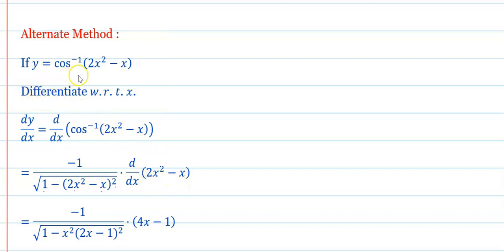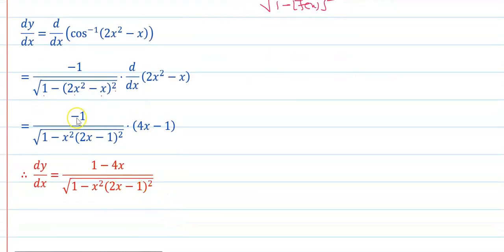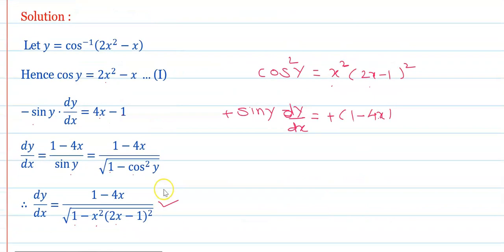y is equal to cos inverse of f(x) means what? Its derivative is minus 1 upon under root of 1 minus f(x) whole square into f dash of x. In this way, the derivative of 2x² minus x is 4x minus 1. And in the next simplification, minus and minus will become plus, that is 1 minus 4x. And hence dy by dx is equal to (1 minus 4x) upon under root of 1 minus x² into (2x minus 1) whole square. Okay, you can see both methods.